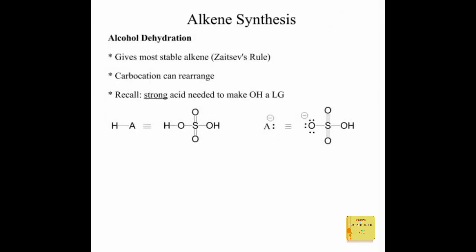So what are some other things that we want to know about this dehydration mechanism? Because it's the E1 mechanism, it's going to give the most stable alkene, so this will also follow Zaitsev's rule. It involves a carbocation. We know carbocations can rearrange, so if there's a possibility that we can have a hydride shift or an alkyl shift to go to a more stable position, a more substituted carbocation, that will happen. And taking a look at our reaction conditions, remember that we're dealing with a very, very strong acid, and we need that to make OH a good leaving group.